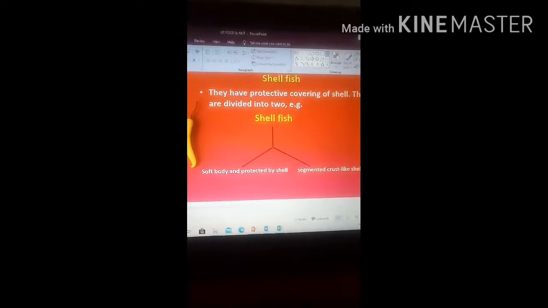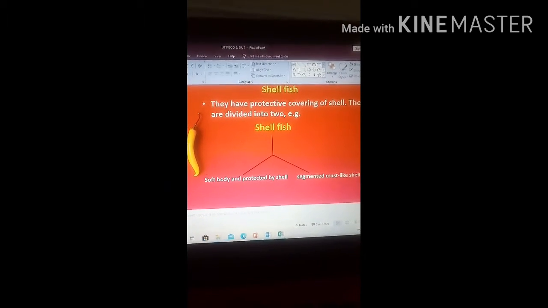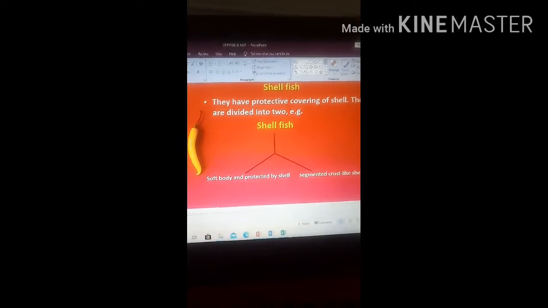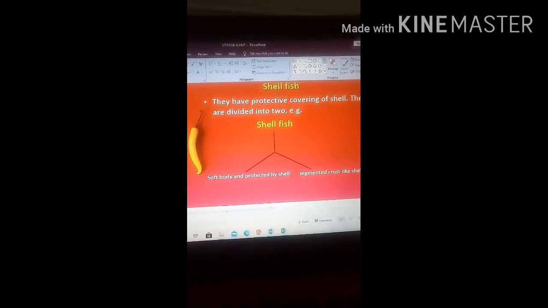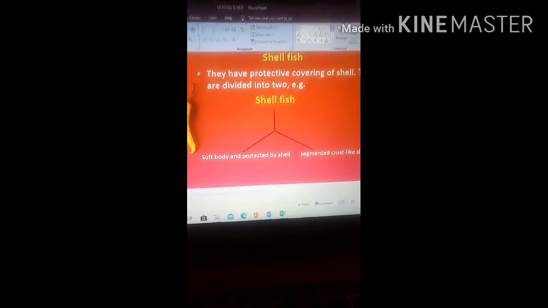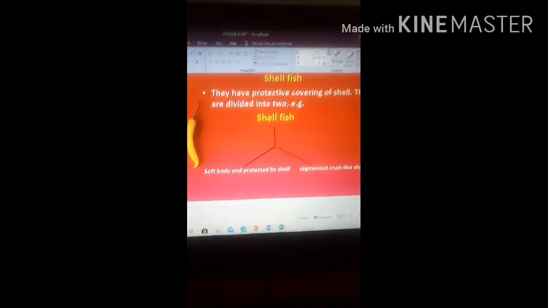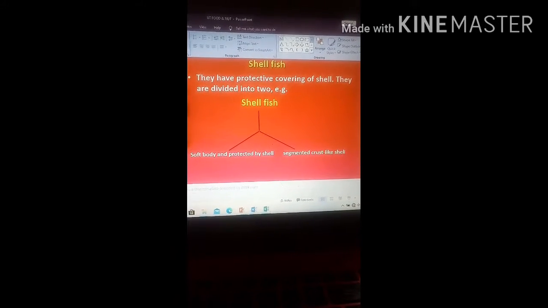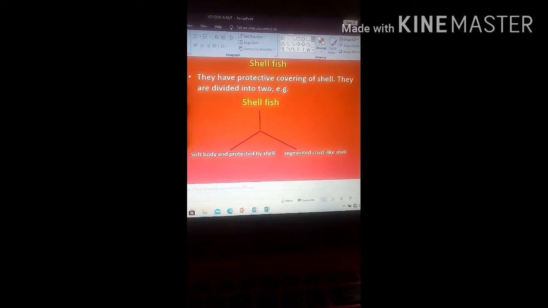Then we have another type of fish called the shellfish. Don't forget, we have two types of fish. We have the fin fish and then we have the shellfish. Fin fish are categorized into oily or fat fish and lean or white fish. So now we are talking about the shellfish. The shellfish have a protective covering of shell. They are divided into two.